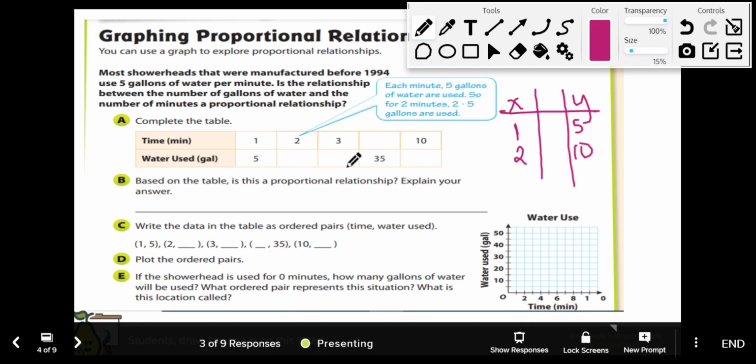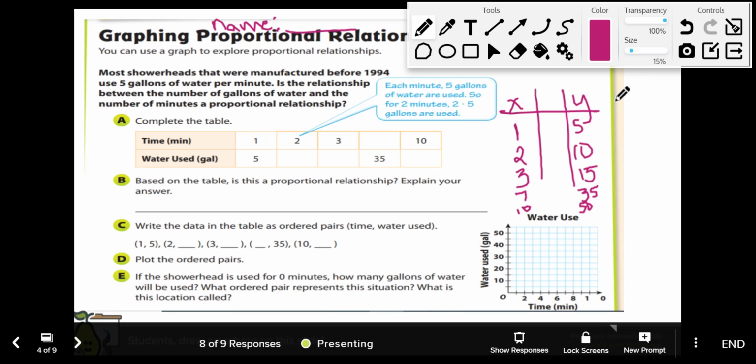I want you to fill it out. Write your name at the top of your slide. You can type it in or do whatever, but write your name so I can tell who's doing what. You can put your initials, that's fine. And I want you to fill out this table. So it would be 1 to 5, 2 to 10, 3 to 15, something to 35, and 10 to what? 10 to 50. So 7 to 35.